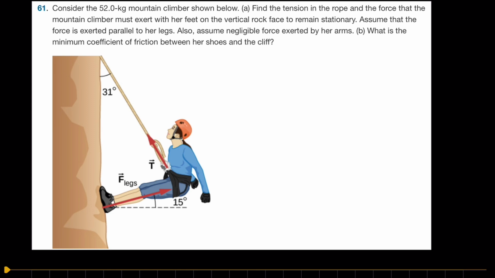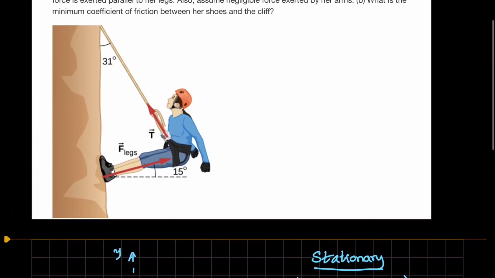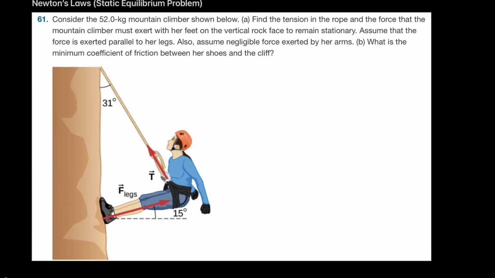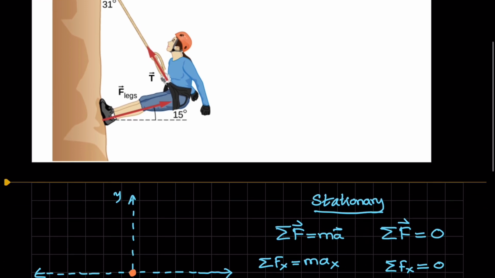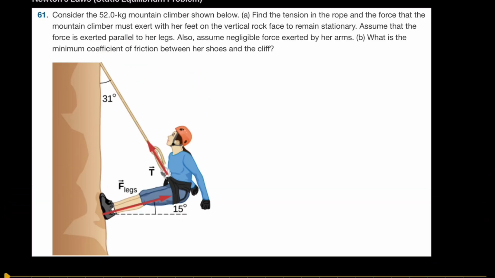Now, there is a little trick here in the problem where they're asking for the force exerted by the mountain climber. So this is an application of Newton's third law as well. You have to think about that too. When the mountain climber pushes against the wall, then the wall pushes back on the mountain climber. The direction of that force is opposite, but the magnitude is the same. If we solve for the force that the wall is exerting on the mountain climber, then we can also figure out what the mountain climber is exerting on the wall. So it is an application of Newton's third law.